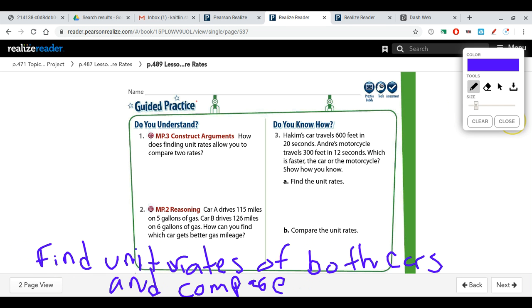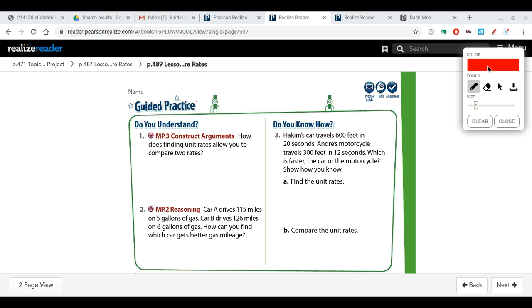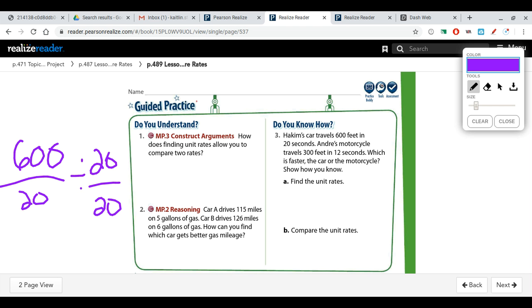Okay. So number 3, Hakeem's car travels 600 feet in 20 seconds. Andre's motorcycle travels 300 feet in 12 seconds. Which is faster, the car or the motorcycle? Show how you know. To show how we know, we're first going to find the unit rate. So I'm going to do my 600 feet in 20 seconds, and I'm going to divide my 600 feet by 20 because I'm doing feet per second. So second is going to be my unit rate of 1. And then if I cross out my 0, 60 divided by 2 is going to be 30.